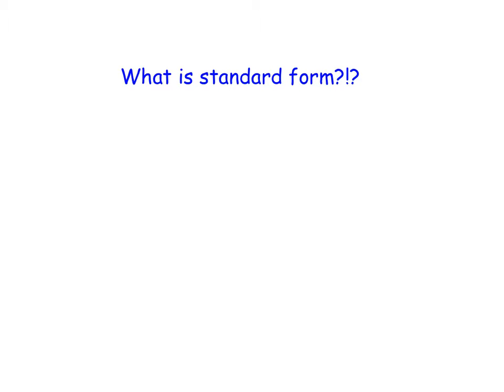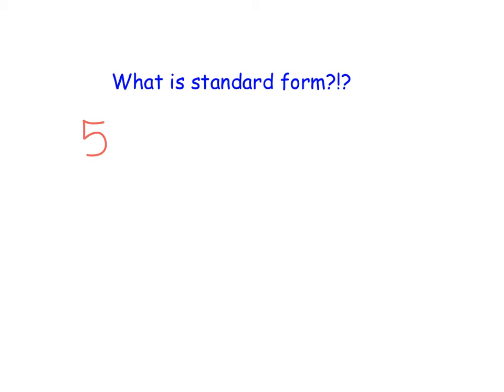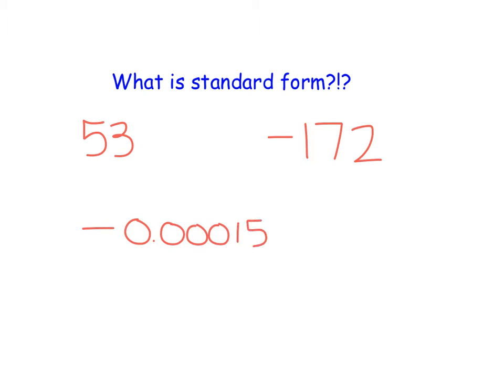And most of you don't realize this, but the numbers that we use in everyday math are in standard form. So if you have a number like 53, or a number like negative 172, or a number like negative 0.00015, or 0.00867, all of these numbers are written in what's called standard form. It's the standard form that we typically use with numbers. And what we're going to talk about today is how we can take these numbers that we know written in standard form and convert them into scientific notation.